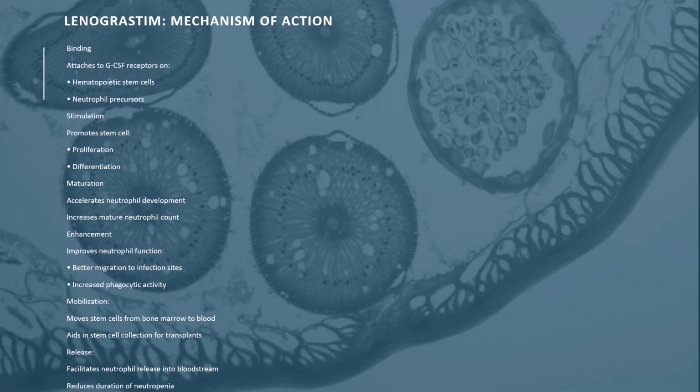Lenograstim mechanism of action: lenograstim is a synthetic form of the naturally occurring protein known as GCSF. It attaches itself to GCSF receptors on bone marrow derived stem cells. Lenograstim binds to this receptor to stimulate stem cell proliferation and differentiation into neutrophil precursors, which eventually turn into active neutrophils, a subset of WBC that fight infections. This not only boosts neutrophil counts but also improves their mobility to infection sites and their capacity to ingest pathogens.